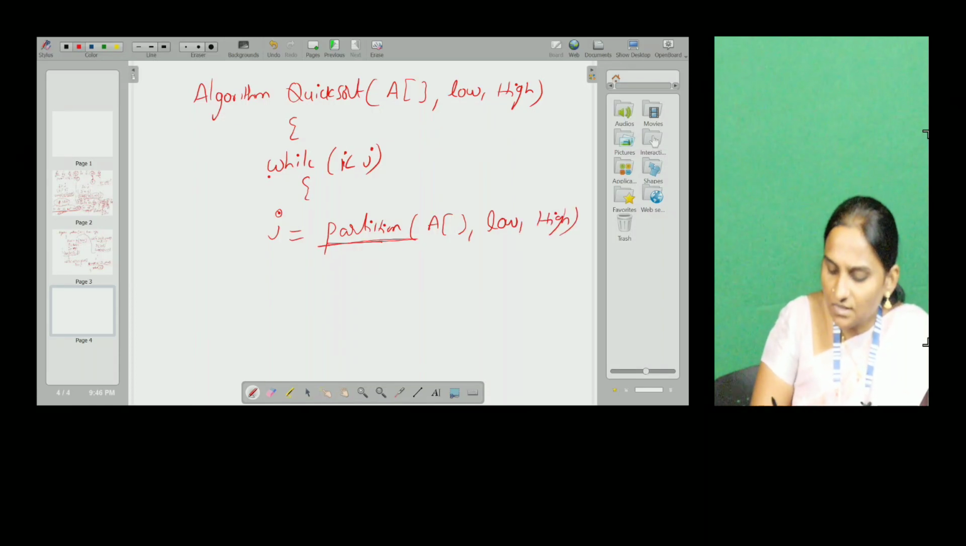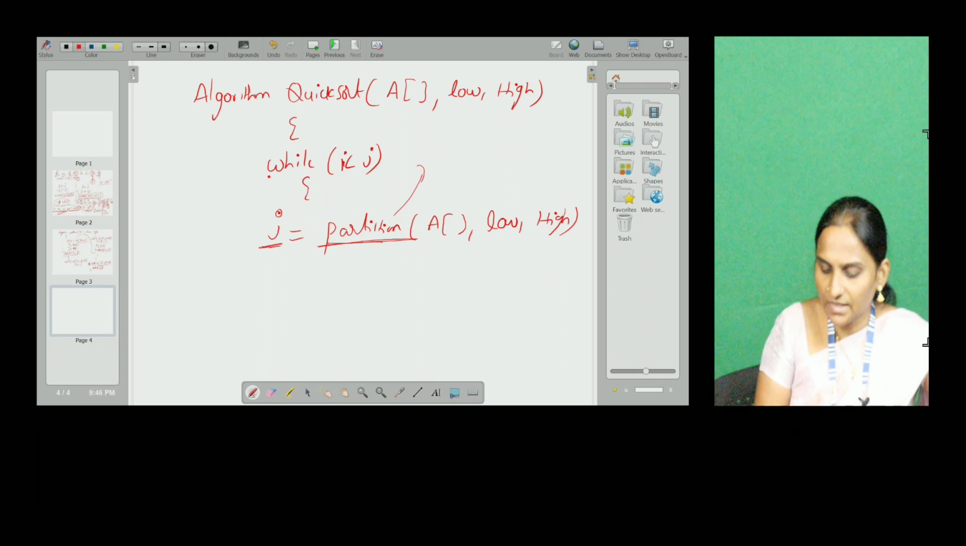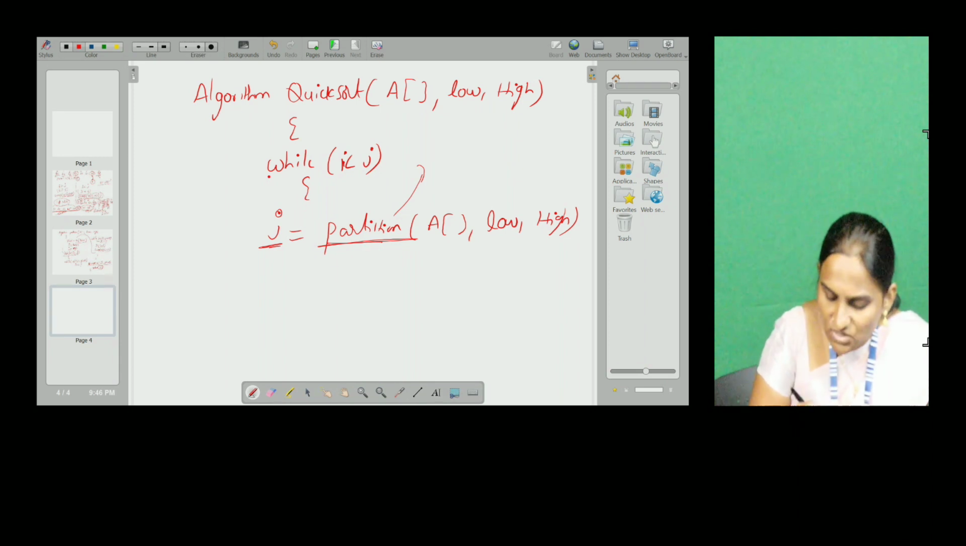So this is the algorithm. First we will call this algorithm. This algorithm returns the pivot element index. So based on the pivot element we will do the partitioning.